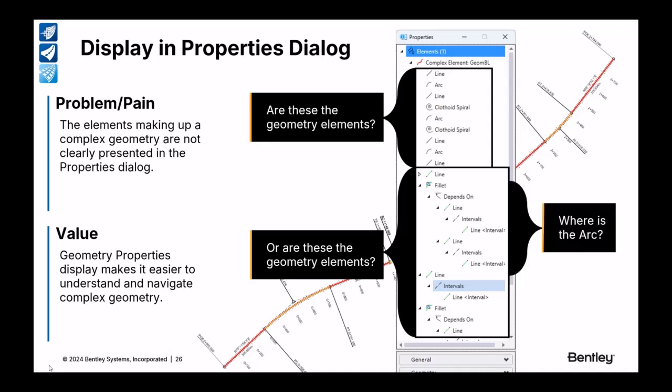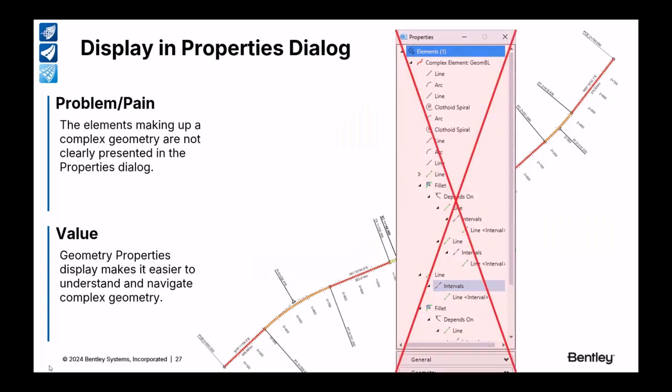And if I look at it even deeper, if I look at this fillet that's in here, I understand that's a fillet, but all I see in here is depends on and lines and intervals. I don't see the arc. What the heck are you talking about? So even though this is all correct and it really truly does describe how the geometry is built, that's not what you want to work with. That's just too hard.